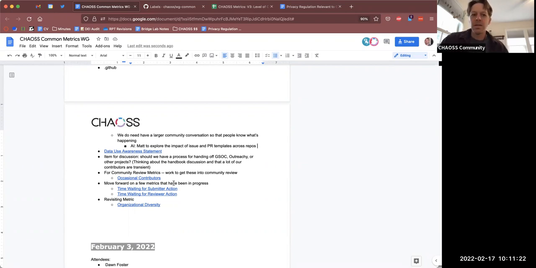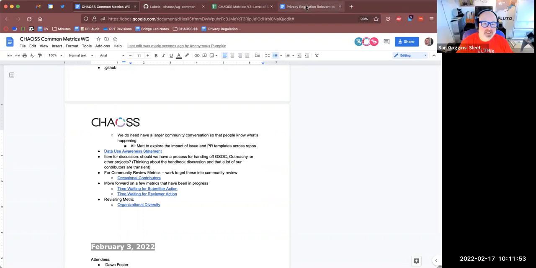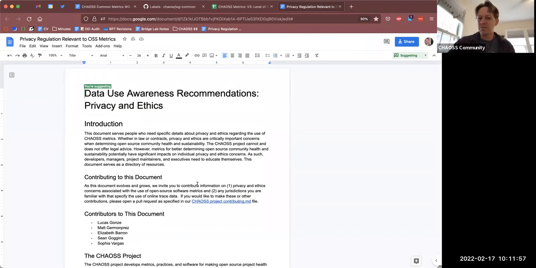The next thing, these are the common process things across the group. We have this data use awareness statement, and I had pointed out maybe in the community call that we had like five, Elizabeth actually found another document. There were like six documents that were talking about some sort of data privacy or ethics. And that's too many. Some were old and some were placeholders. They were quite strange. So my recommendation is that we have a single data use awareness recommendations around privacy and ethics as opposed to one for privacy and one for ethics. I'll stop there and see what people think of that proposal.